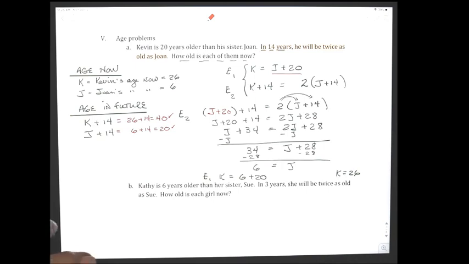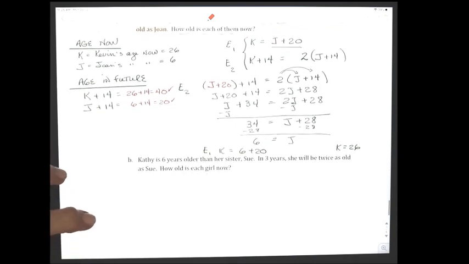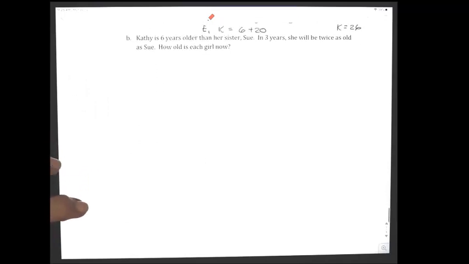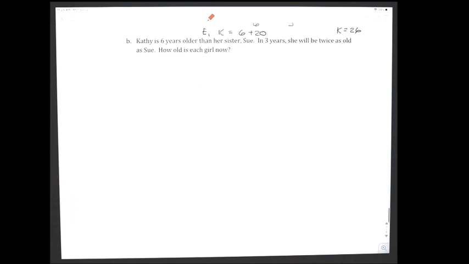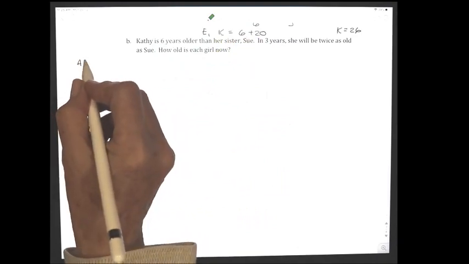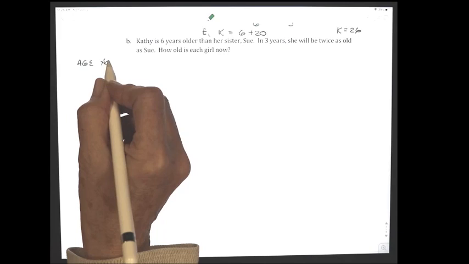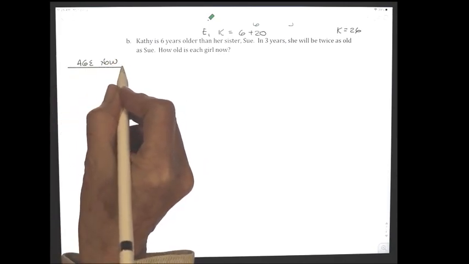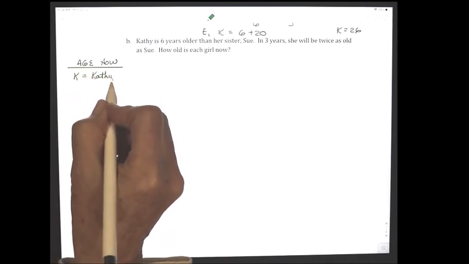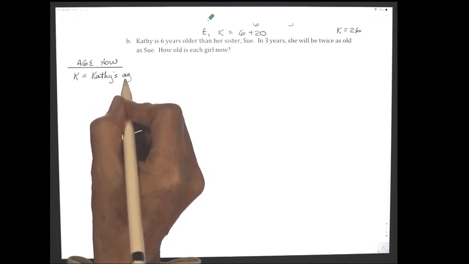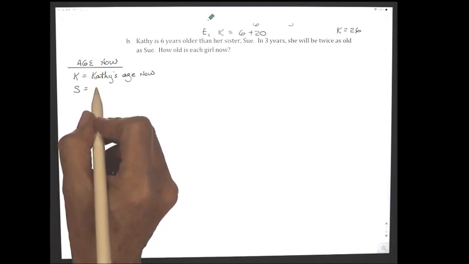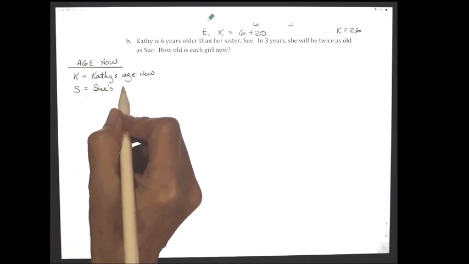So one more that's very similar is an age problem. We'll set it up and then solve it very quickly. These are two people, Kathy and her sister Sue. So again, let me go with my organizational chart. Let's do their age now. So I'm going to let K represent Kathy's current age, or her age now. And we'll let Sue be represented by S. So this is her age now.